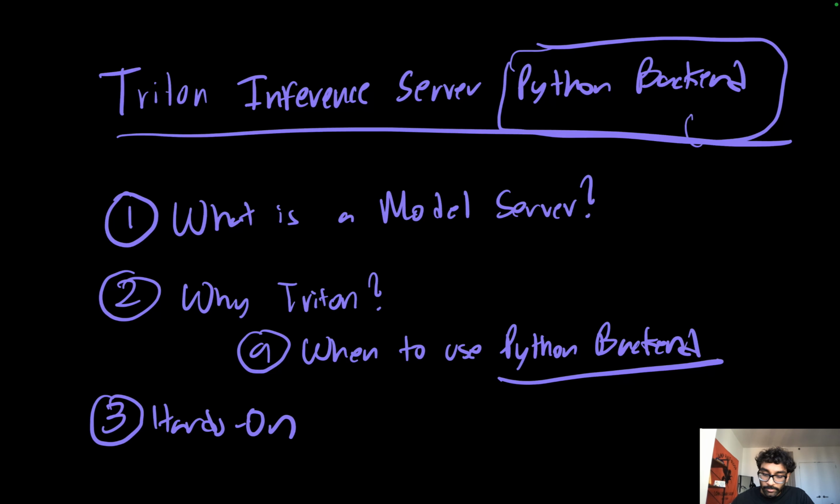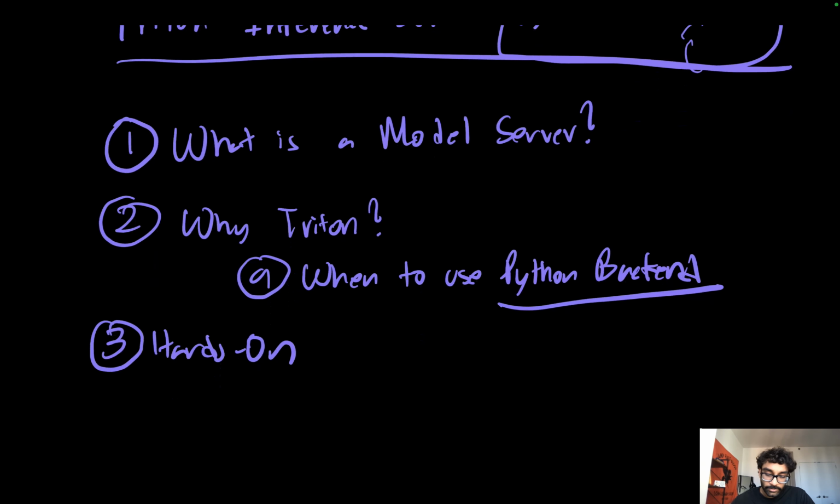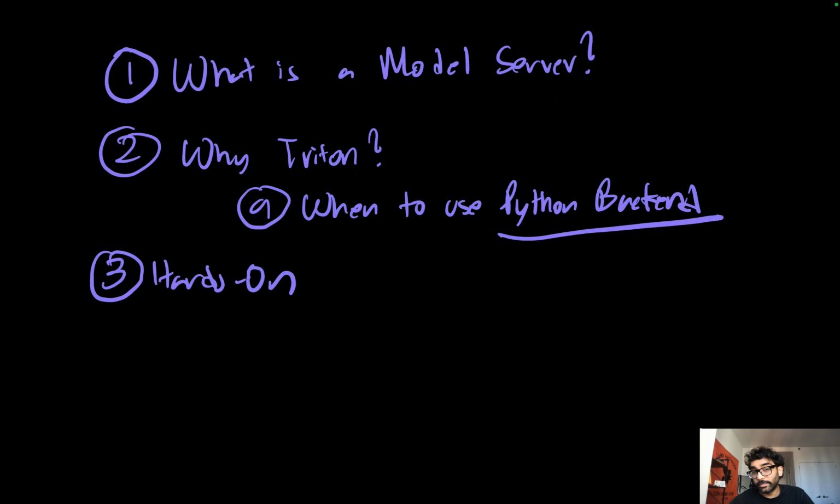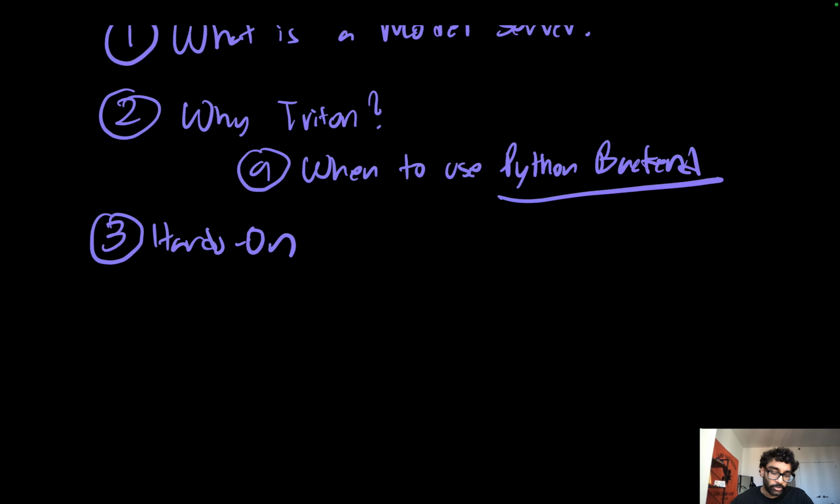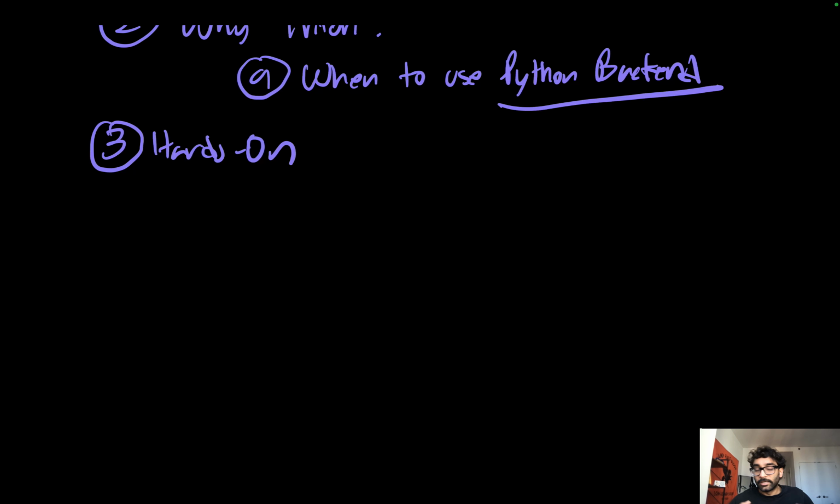Specifically today, we'll be talking about the Python backend and how you can bring your own custom dependencies or packages if they're not natively supported by one of the Triton server backends. And before that, we'll revisit very briefly what a model server is, and then why specifically Triton is a great model server that you can use, and when to specifically use the Python backend that Triton exposes behind the scenes. And then the bulk of the video we'll spend on our hands-on, and if you want to just directly hop to it, the code's down below in the description.